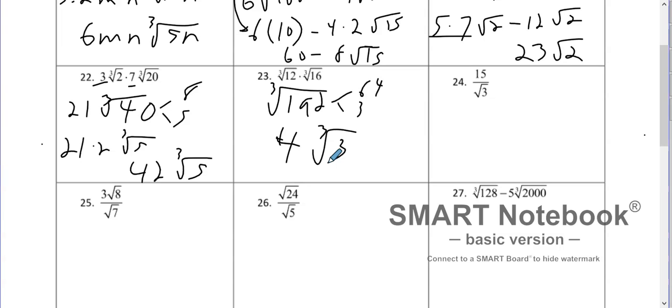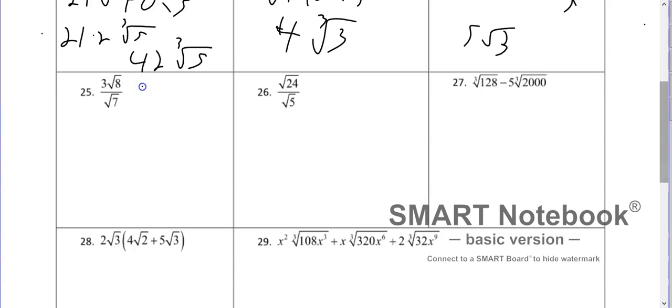Number 24. We cannot have a radical on the bottom, so we need to rationalize. Multiply by radical 3 over radical 3. On the top, that simply gives us 15 radical 3. On the bottom, again, if you need to go to radical 9 and 3, or just straight to 3, it's up to you. Then you're going to simplify and get 5 square root of 3.